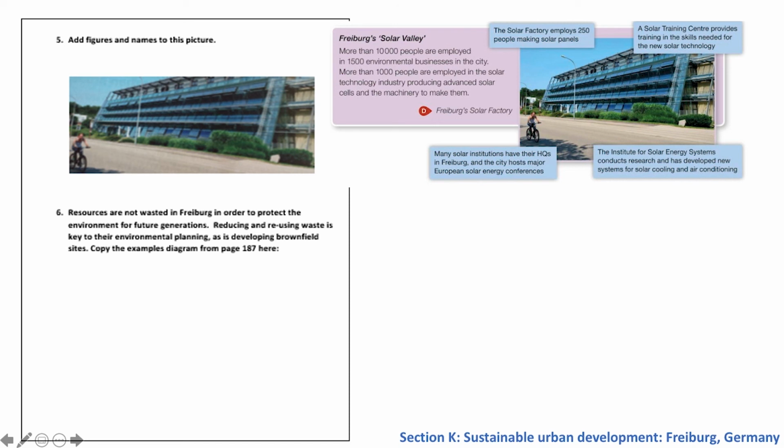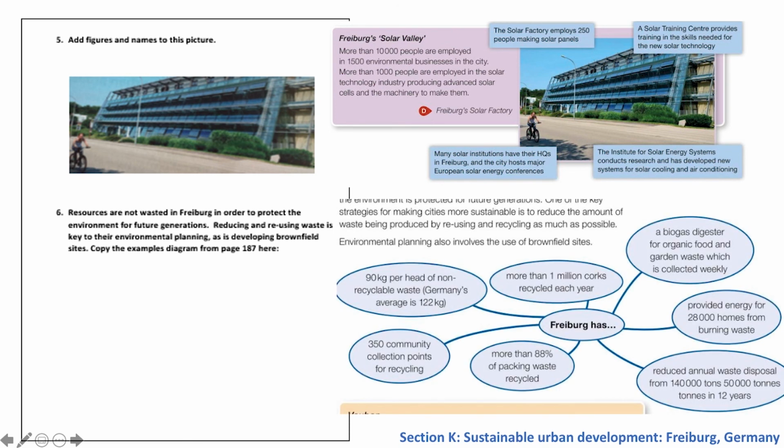Question 6 asks us to consider this question. Resources are not wasted in Freiburg in order to protect the environment for future generations. Reducing and reusing waste is key to their environmental planning, as is developing brownfield sites. Copy the examples diagram from page 187 here. And I think this is the diagram that was being talked about, so you need to take notes and copy that little mind map diagram in the space below. We've already talked about it. You're going to need to pause the video here in order to complete your booklet.